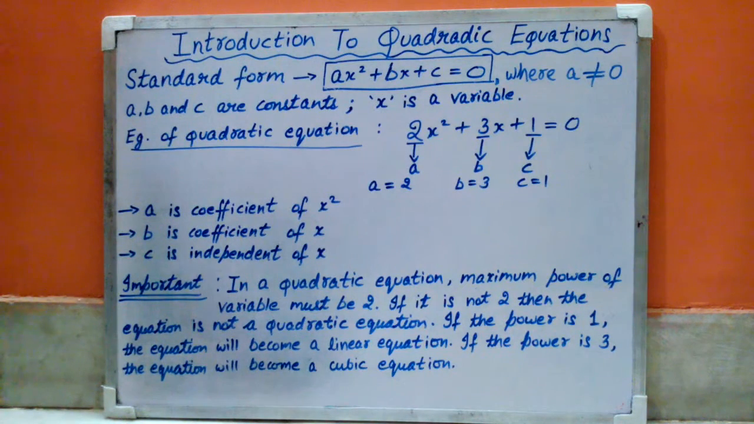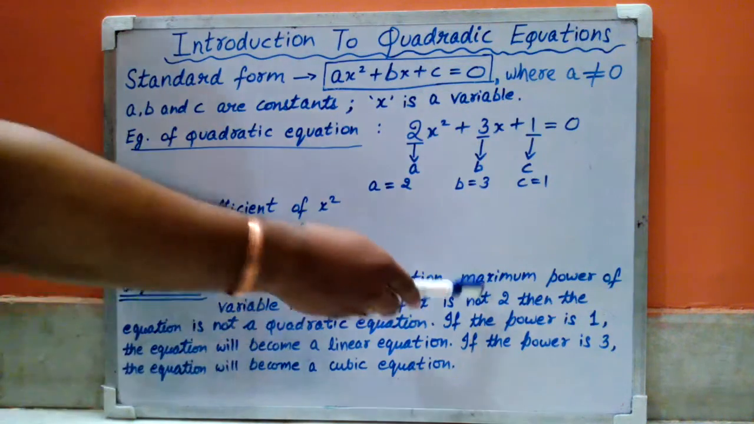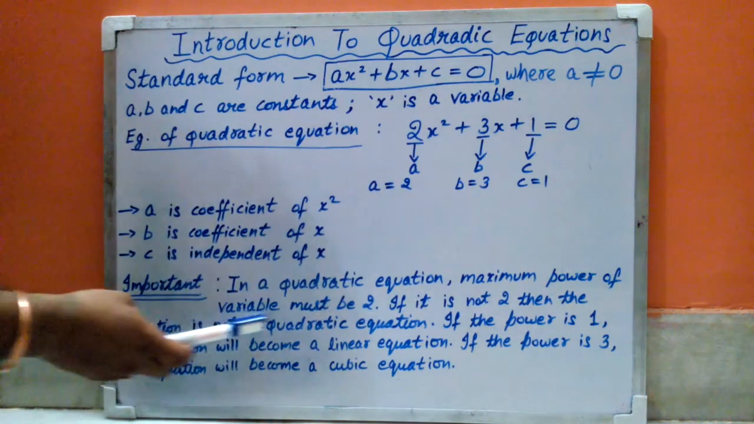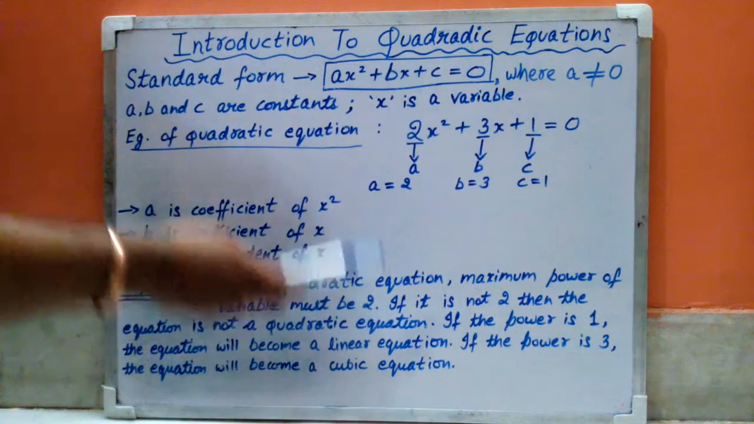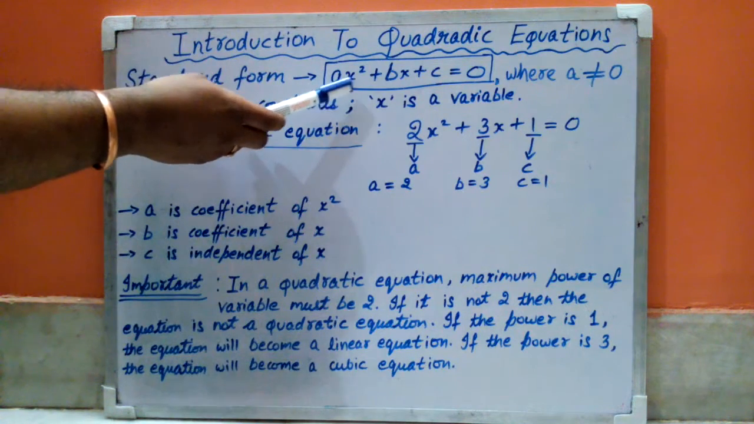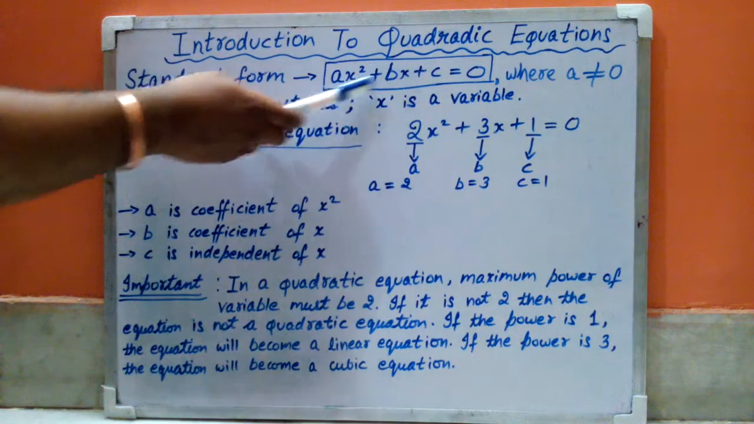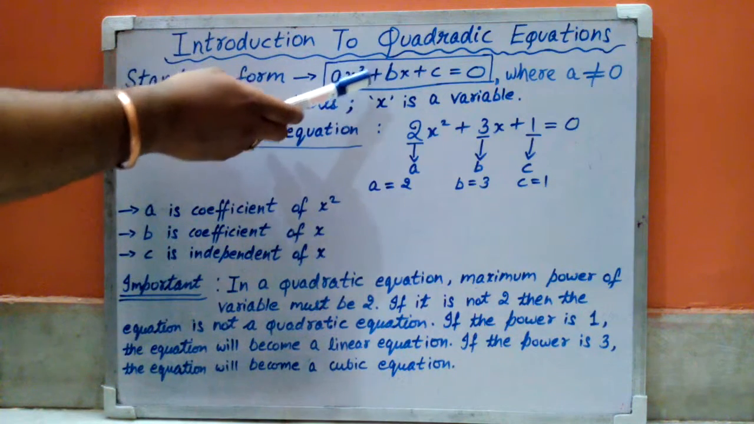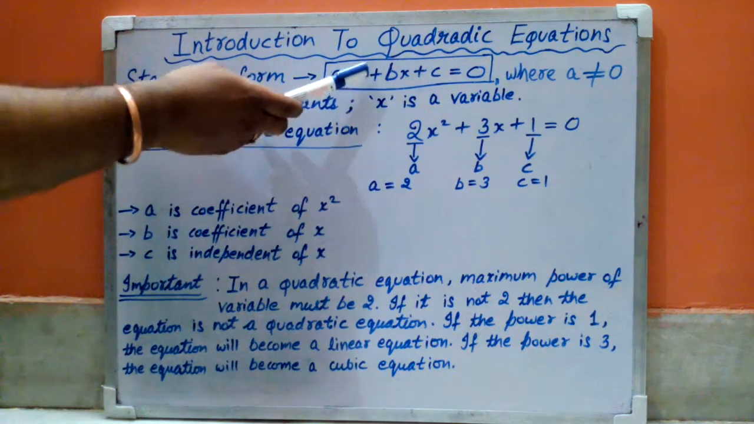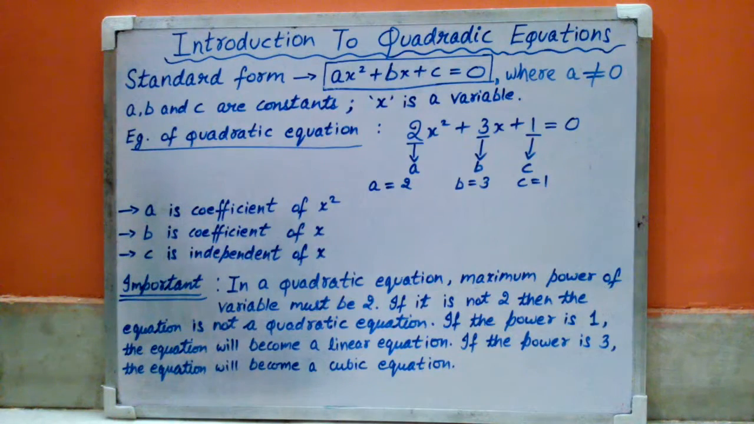Another important thing to understand is that in a quadratic equation, maximum power of variable must be 2. Here in the standard form also, the maximum power of x is 2. X is a variable here and its maximum power is 2. So it is a quadratic equation. So in a quadratic equation, maximum power of variable must be 2. If it is not 2, then the equation is not a quadratic equation.